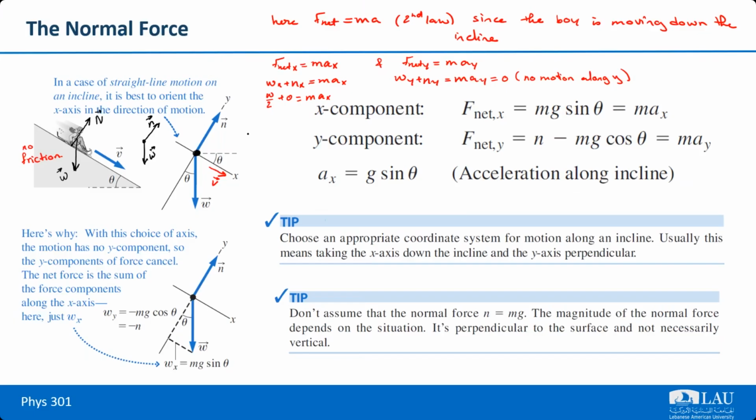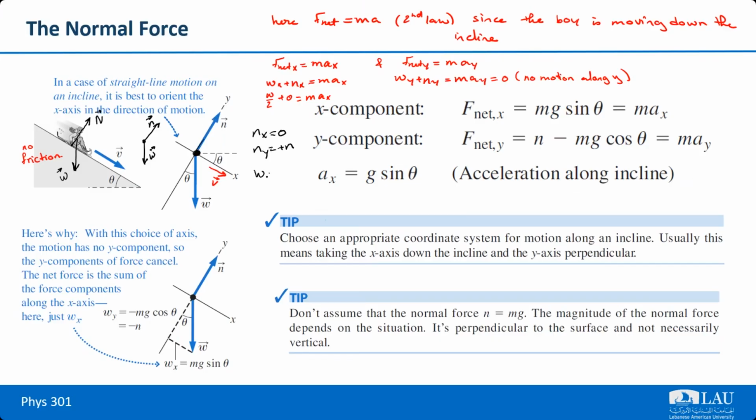Namely, let's look at our figure. What is W? Let's look at N first. N is easier. What is Nx? Nx is 0 because N, look at it, it's along the y-axis. It has no x component. What is Ny? It's equal to plus N because the normal is in the positive part of the y-axis.